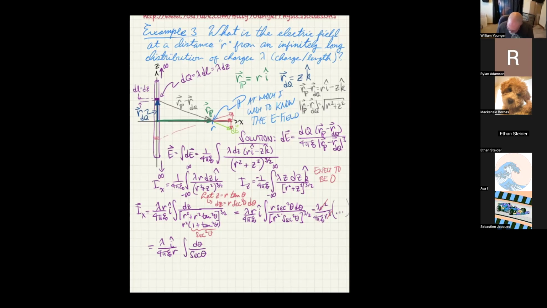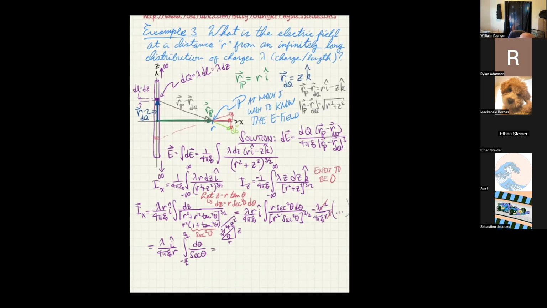And if we think about the triangle that I get from that trig substitution, what we had was tangent theta is equal to z over r, and that would be theta, and this would be the square root of r squared plus z squared. So I now can integrate from theta equals negative pi over 2 to theta equals pi over 2. And that's the integral that I'm going to do.